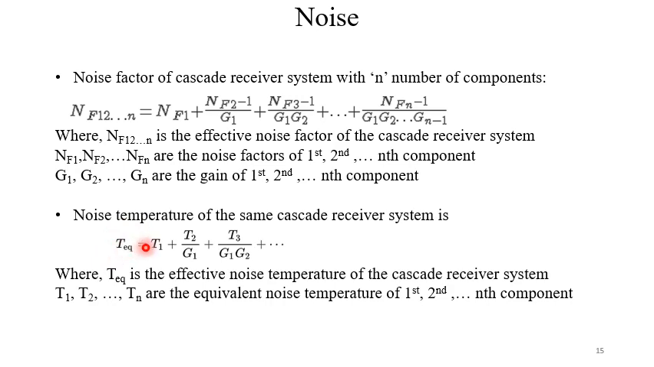So it is said that for a cascade receiver, the first stage is the most important stage, and that is why most of the time the first stage is the RF stage, and we have to make this RF stage very high gain and very low noise, because that will make the overall noise temperature or overall noise factor minimum.